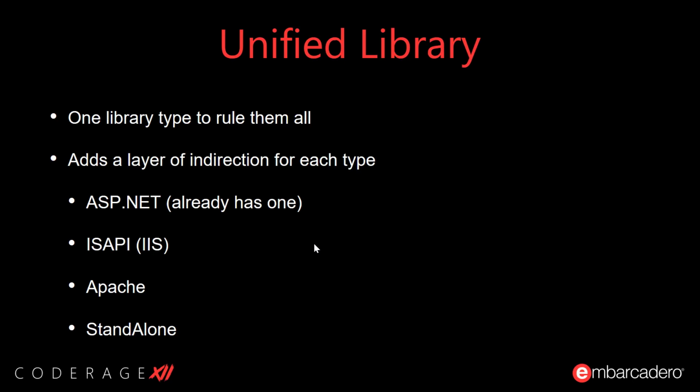We're going to have a unified library, so one library type to rule them all. So right now you have to switch between, say, IIS and standalone. We're working on a unified library to make one library type, and then it'll have proxies which load them. ASP.NET for IntraWeb already has this ability, and we're going to be extending these to ISAPI, Apache, and standalone, so it'll make it easier to deploy.